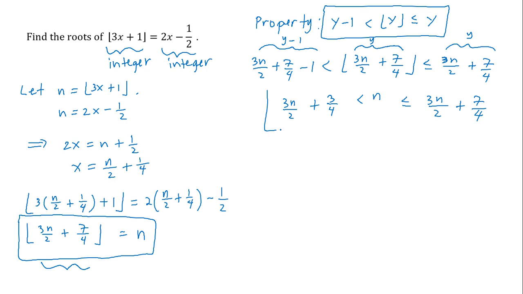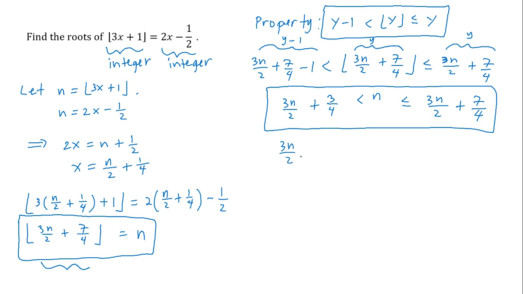So now we can use this compound inequality to come up with a range of values for the integer n. Again, take note, n here is equal to the floor of 3x plus 1. So we can just break this down into two components. The first one is 3n over 2 plus 3 over 4 less than n. The second one is n is less than or equal to 3n over 2 plus 7 over 4.